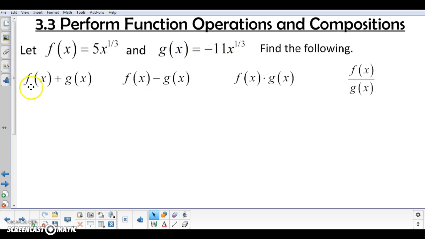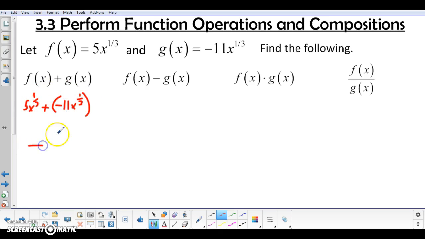Well, the first thing we're supposed to do is take f of x plus g of x. That means add function f to function g. Pretty simple here because I just take 5x to the 1/3, that's what that function is, and I add the other function. Well, in that case it's negative 11x to the 1/3. Because these are like terms, they both have the same variable with the same power, I can add their coefficients together. 5 plus negative 11 is negative 6, and the variable part will remain the same, negative 6x to the 1/3. There's adding 2 functions.